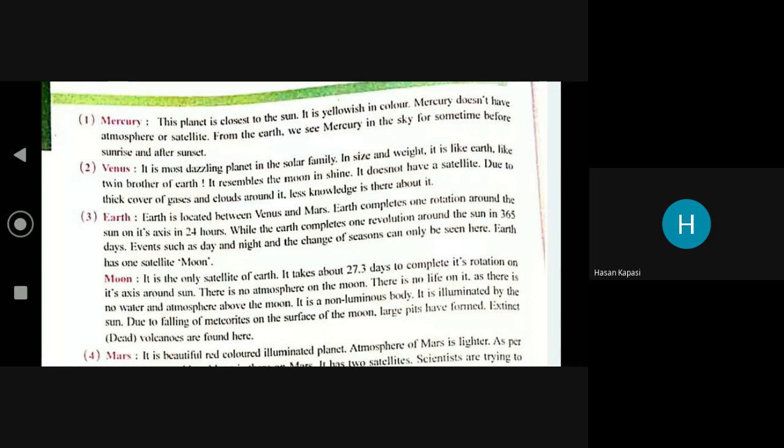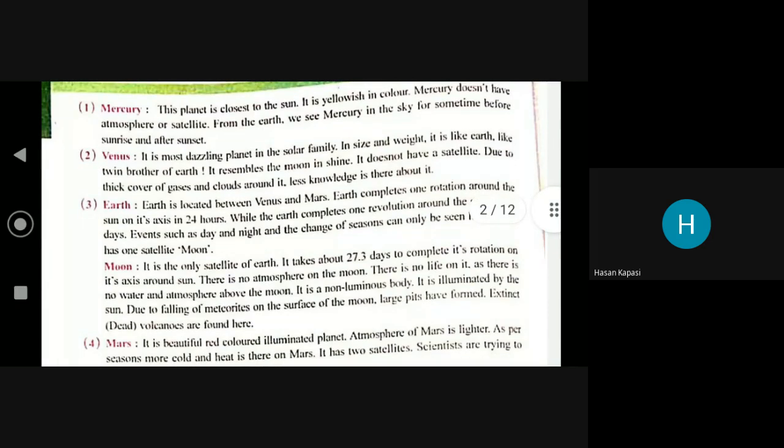Now the second point, Venus. Okay. Venus is what, beta? Venus is a dazzling planet. What is Venus?